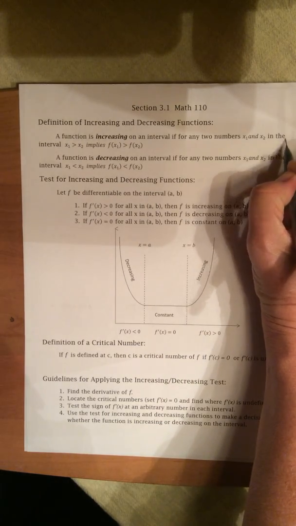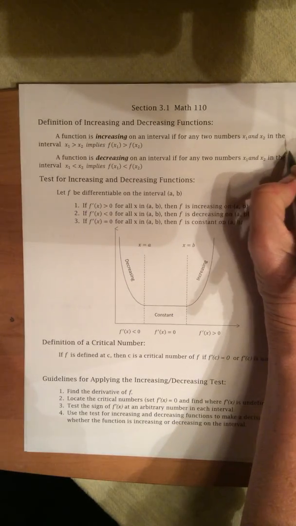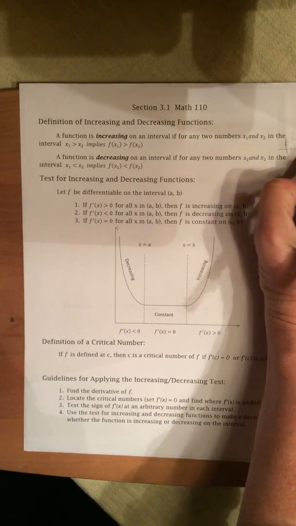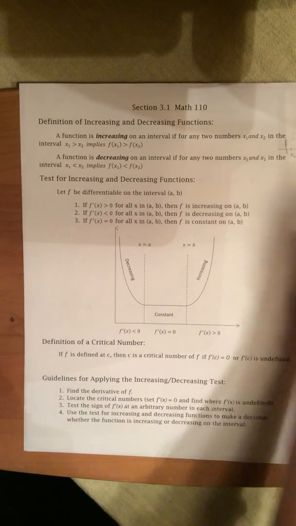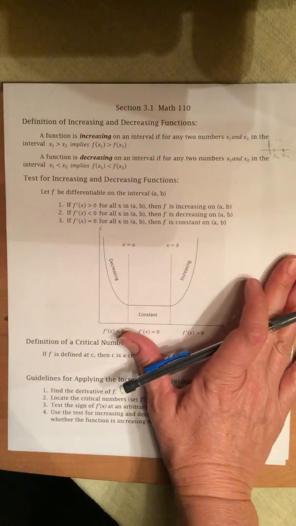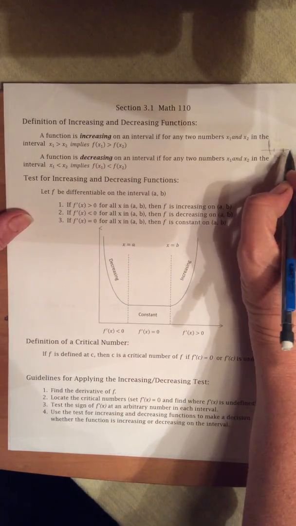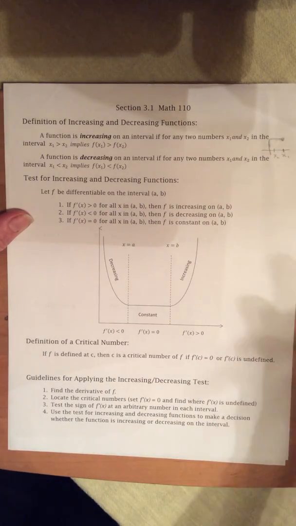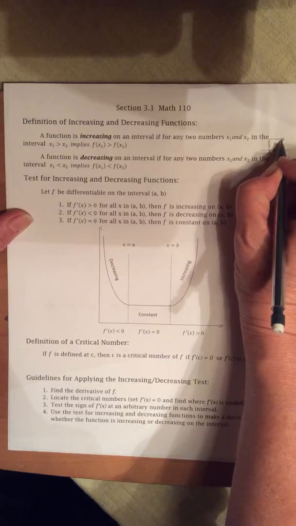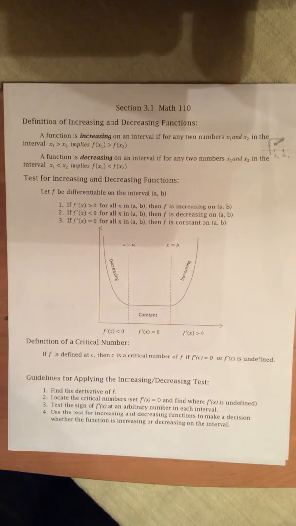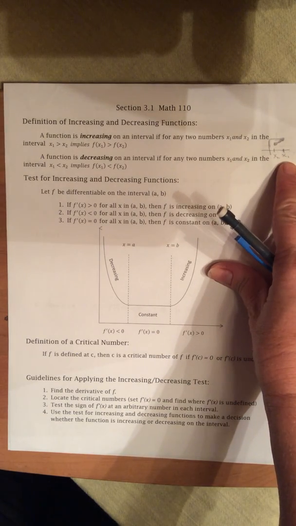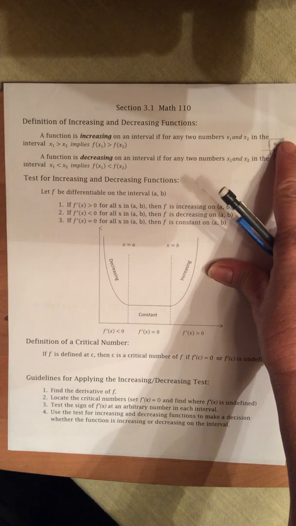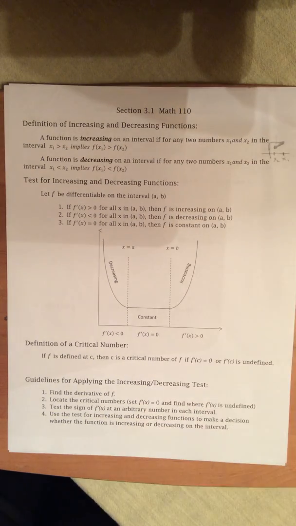So in terms of a picture, if we have our xy axes and we say x1 is greater than x2, and the function value of x1, maybe up here, is greater than the function value of x2, that would mean the function is increasing. So as long as every x1 greater than x2 means the function value of x1 is greater than the function value of x2, then that interval is an interval of increase.